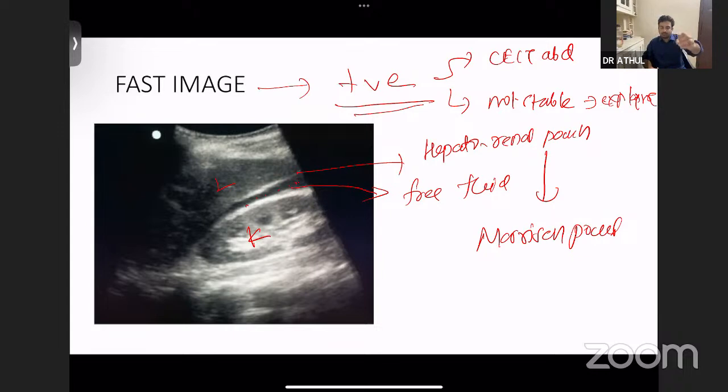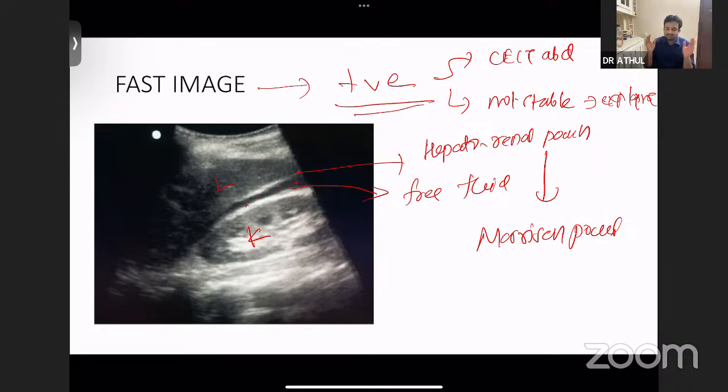You have to see whether the patient is FAST positive or negative. If the patient is FAST positive and stable, if the BP is stable, then go for CECT abdomen. Find out the cause, whether it is a liver injury, splenic injury, renal injury, or whatever it is. But if the patient is very weak, not hemodynamically stable, directly go and do an exploratory laparotomy. Okay, so that is the procedure.